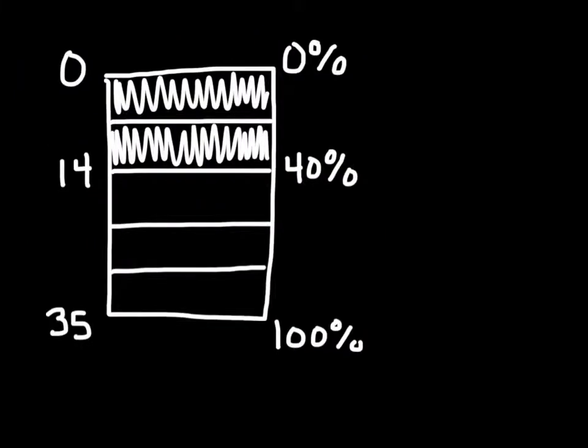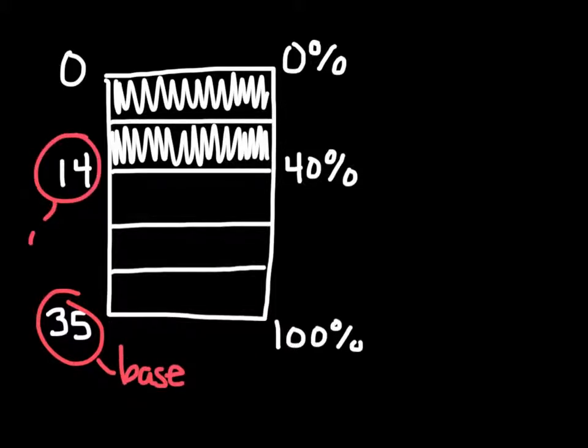Let's begin studying this relationship by looking at percent bar models. A percent bar model compares a part to a base. In the model that's shown here, 35 is our base. 14 is a part of that base. The percent bar model shows us that 14 is 40% of the base, or 40% of 35.